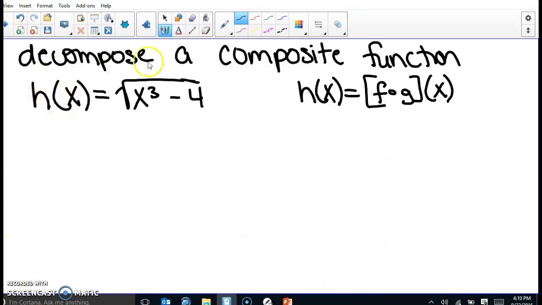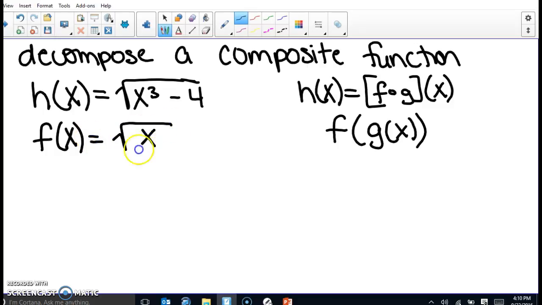In our final example, we're going to decompose a composite function. So we're going to take a function here, h of x, and we're going to split it up into 2, an f and a g. So typically, try to find the most complicated part. I know I have the square root, so I'm going to let that be my f function.